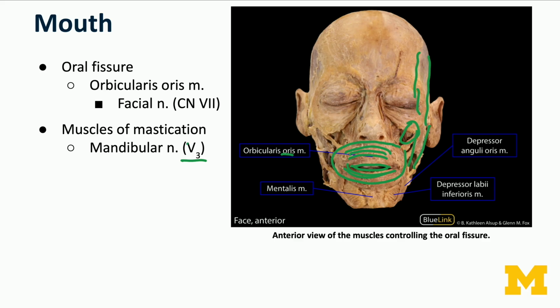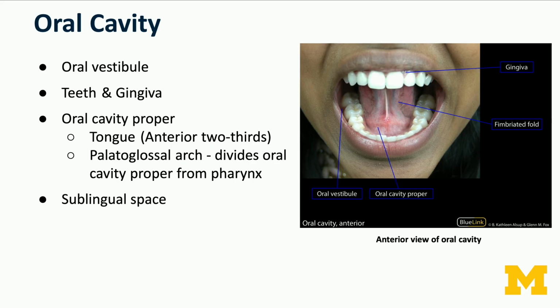So this is the Roman numeral for 5, but we refer to it as V3 because it has 3 divisions. An ophthalmic division, which is V1, a maxillary division, which is V2, and this mandibular division or nerve, which is V3. And V3 is what controls how your mandible moves. As we go through that oral fissure, we enter into the oral cavity.